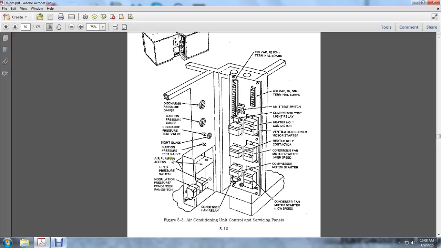On the bottom is the modulate pressure, condenser fan switch, high and low pressure switch, air purifier access, suction pressure gas slide glass, discharge test valve, suction pressure gauge, and discharge pressure gauge.